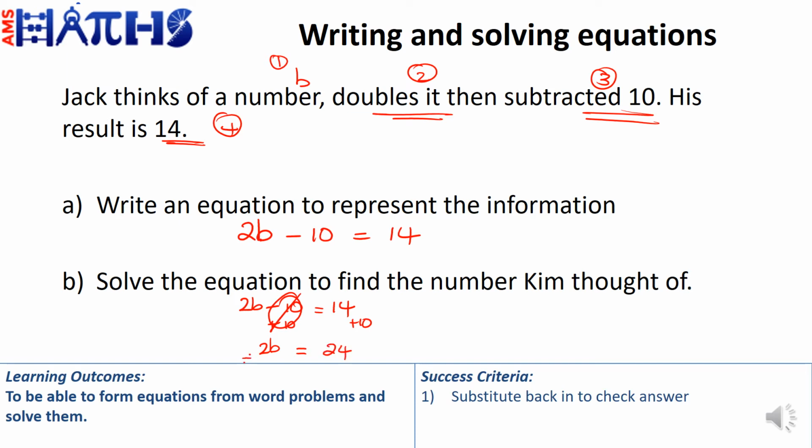And then we divide both sides by 2. So 2 divided by 2 gives us 1, so we are left with 1b. And then 24 divided by 2 is equal to 12. So Jack thought of the number 12.